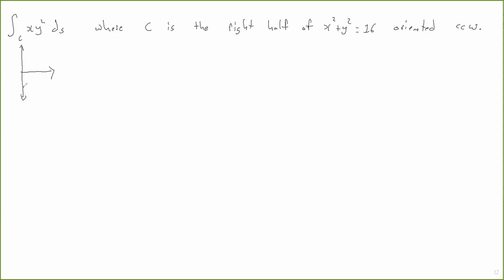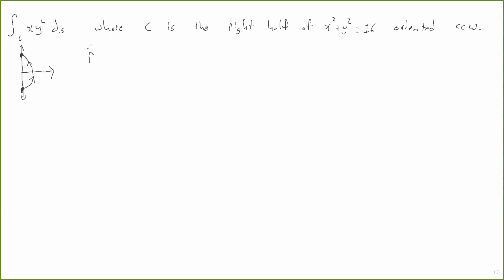So that's going to be this path right here. So C is going to be this curve right here, and we want it oriented counterclockwise. That means that when we travel along the path, we want to be going in a counterclockwise direction. So that means we're going in this direction. So this is the start point and this is the ending point.